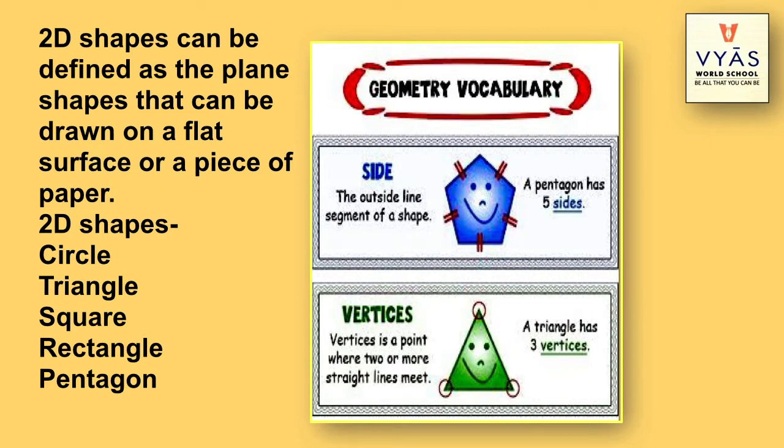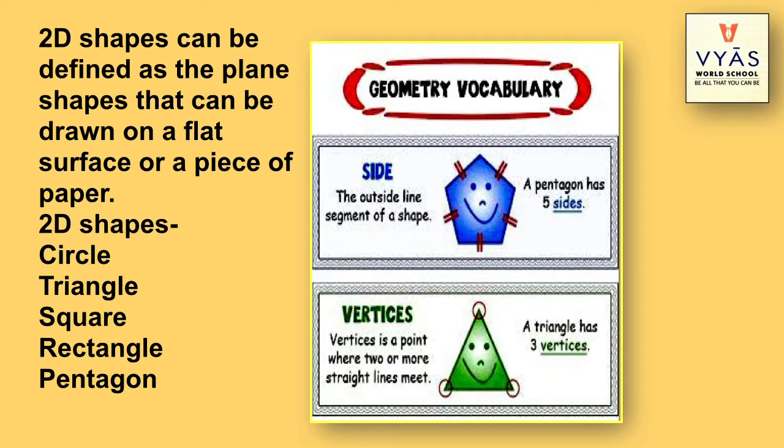Children, when we study about the plane shapes, then there are two terms that we should know. The first is side. As you can see that there's an image given on your screen. Side means the outside line segment of a shape. So when we draw a square, how many sides does a square have? It has 4 sides. That means the outside line segment of a shape is called a side. Now a pentagon like this has 5 sides.